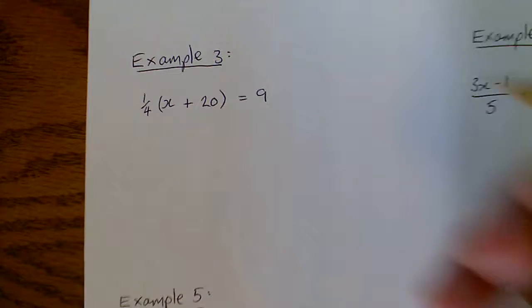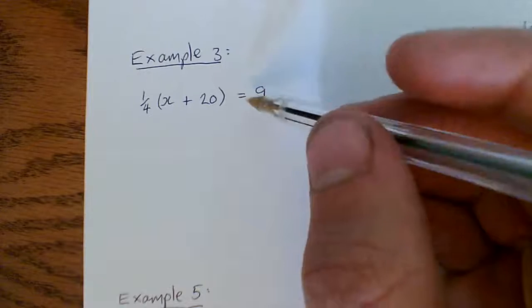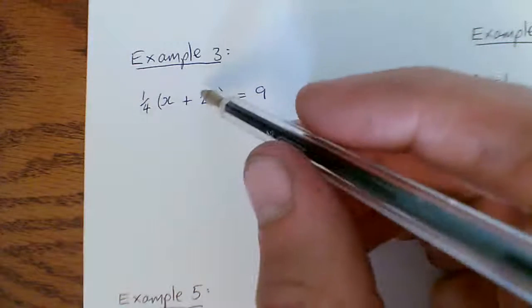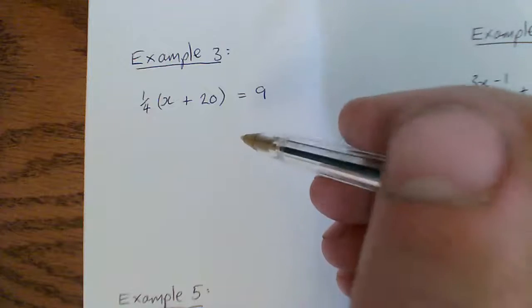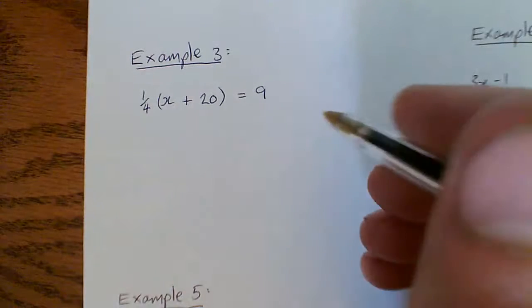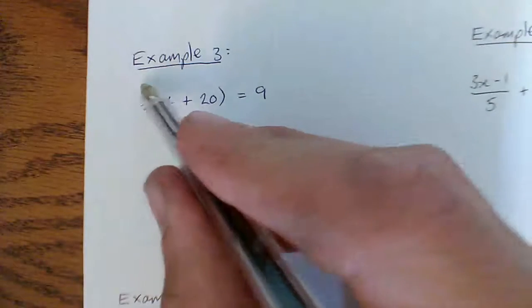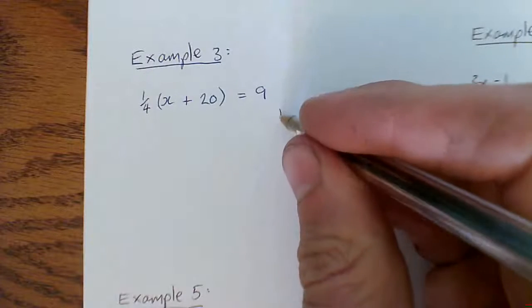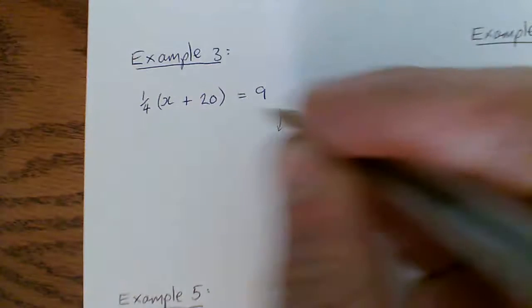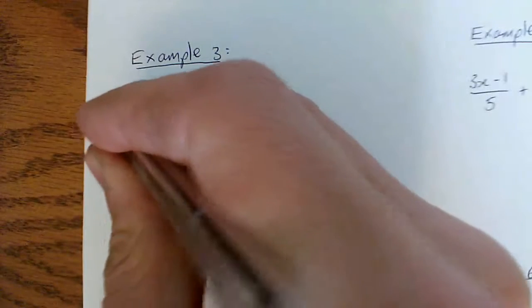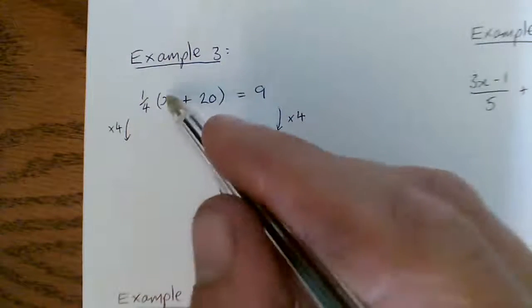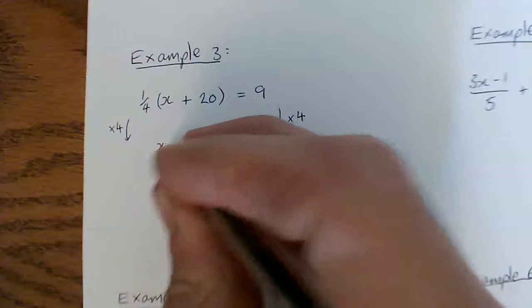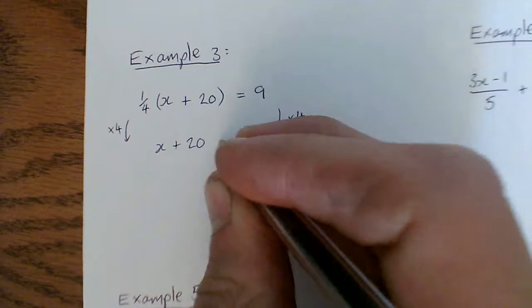Now, things get a little bit more complicated down here, and I'm actually going to break my own rules a little bit. You could perfectly well expand this bracket and then work from there. I would recommend spotting a little shortcut, though. If we've got a quarter at the front here, the easy way to get rid of that is to times both sides by 4. Now that's a little shortcut because timesing a quarter by 4 gives us 1, so we've just got one lot of x plus 20.